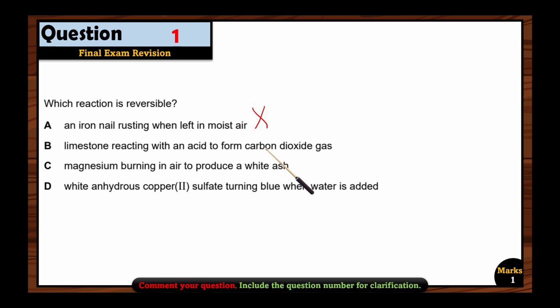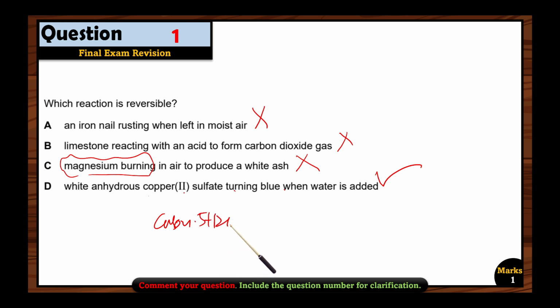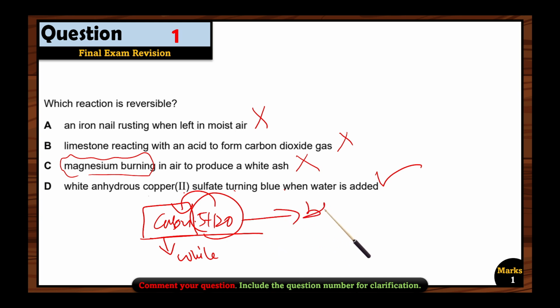Limestone reacting with an acid to form carbon dioxide. It's also an irreversible reaction. Magnesium burning in air to produce white ash. All burning reactions are mostly irreversible. White anhydrous copper sulfate turning blue when water is added. Yes, this reaction is reversible, because copper sulfate is a salt that is present in two forms, either the hydrated form or the anhydrous form. If it is anhydrous, then it is white in color. But when water is added to it, it becomes hydrated and its color changes to blue.